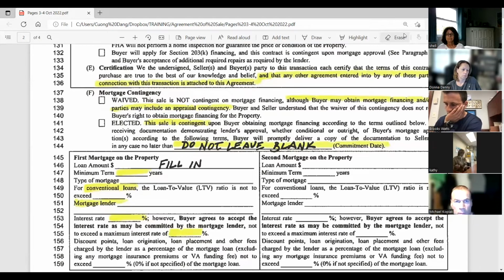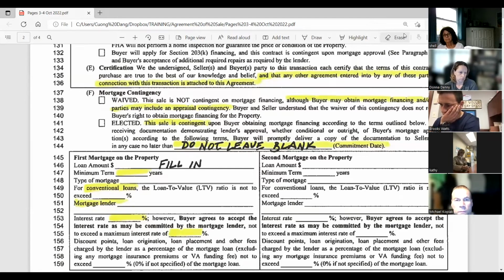Elected. This sale is contingent upon buyer obtaining mortgage financing according to the terms outlined below. Okay, the boxes here we'll go over. Upon receiving documentation demonstrating lender's approval, whether conditional or outright, of buyer's mortgage application according to the following terms, buyer will promptly deliver a copy of the documentation to seller, but in any case no later than blank, and then in parentheses, commitment date. So the last version of the contract brought back the commitment date. It actually says commitment date now, okay?